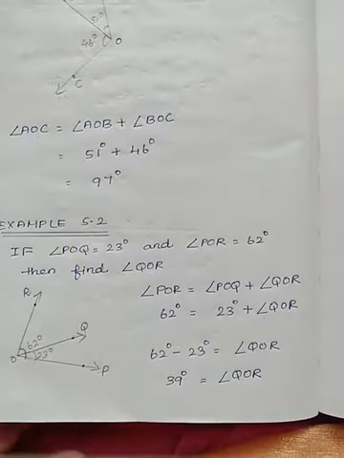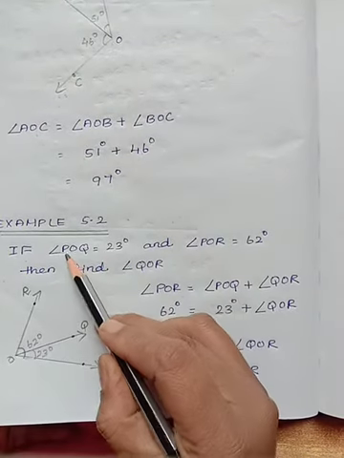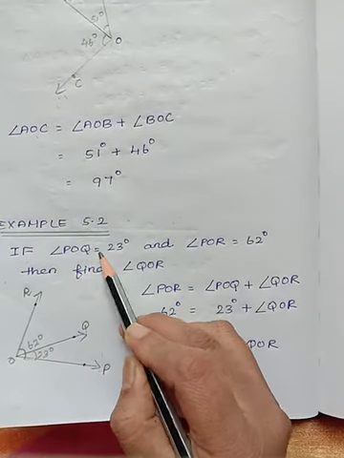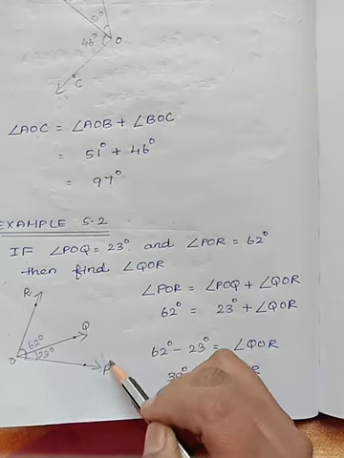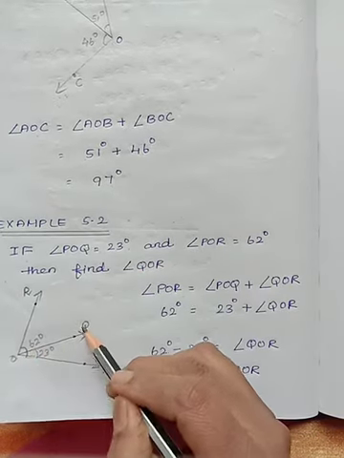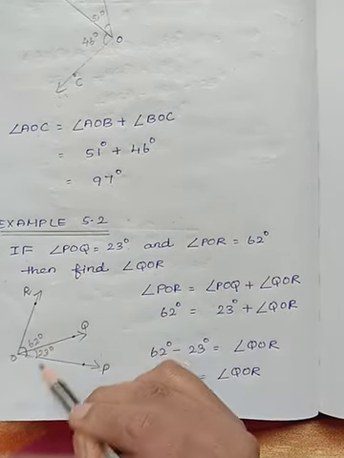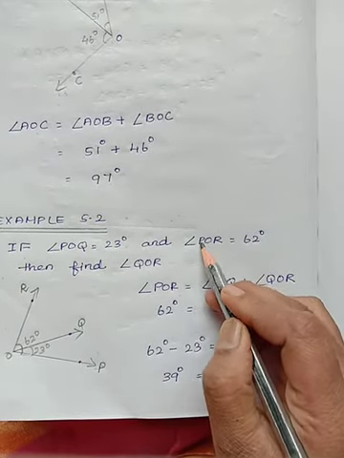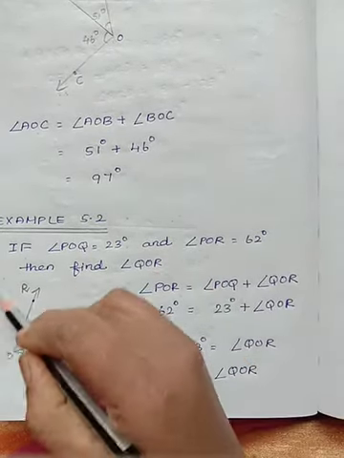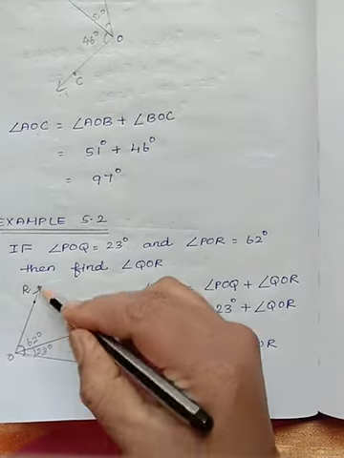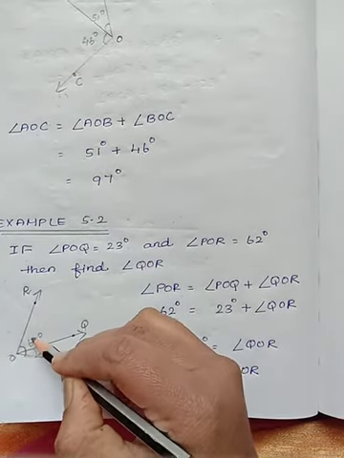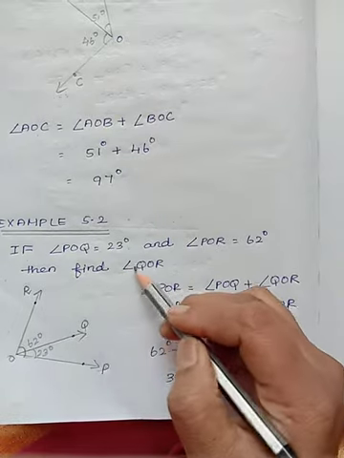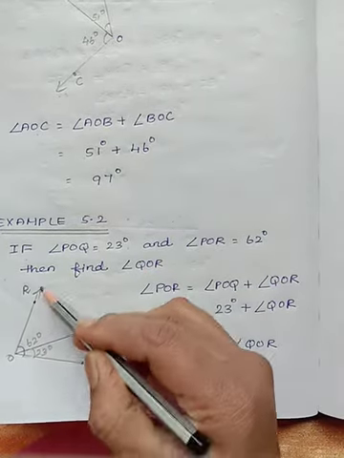Next is example 5.2. If POQ is equal to 23 degrees, only this angle is 23 degrees, and POR, this whole thing, is 62 degrees. Then find angle QOR.